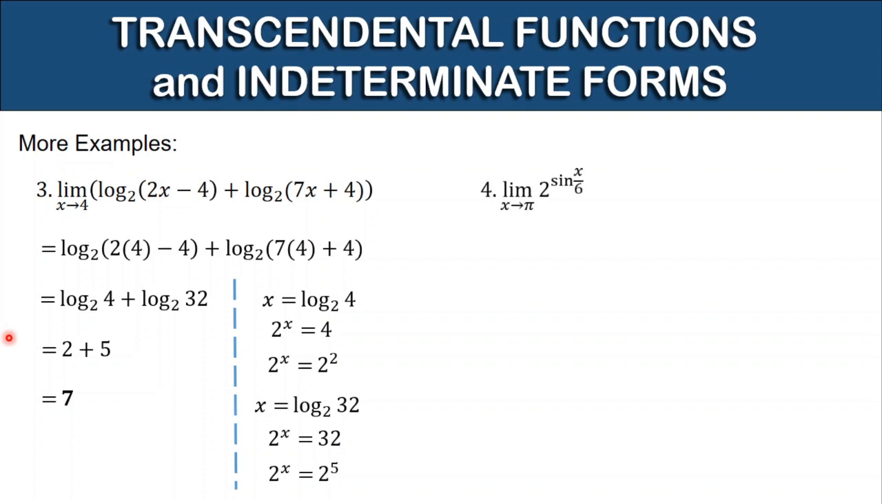For our number 4, we have the limit of 2 raised to sine of x over 6 as x approaches pi. In this example, we can say that our theta is in radian measure. So by direct substitution, we're going to have 2 raised to sine of pi over 6. And by using our unit circle, sine pi over 6 is equal to 1/2. Then 2 raised to 1/2 is equivalent to square root of 2. And that is the limit in our number 4 problem.